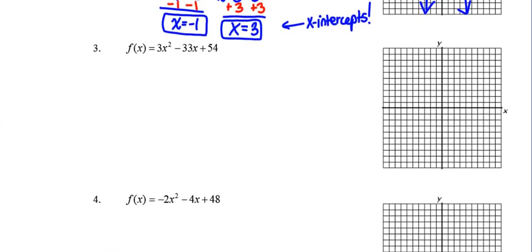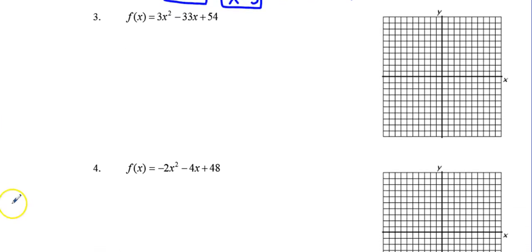Moving on to number 3, these steps repeat. So as we get comfortable, if you want to press pause and give it a try, that would be awesome. What's our first step going to be for number 3? Well, I always want to check for GCF. So please make a decision. Do we see a GCF? Is there a value that divides 3, 33, and 54? Press pause and figure that out.